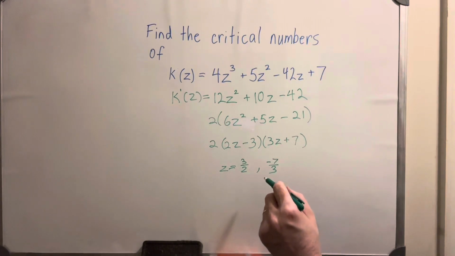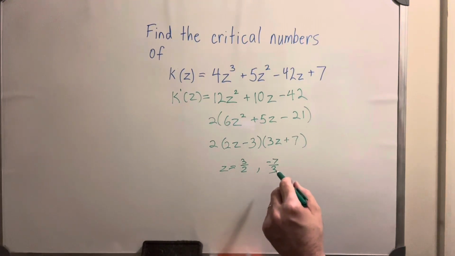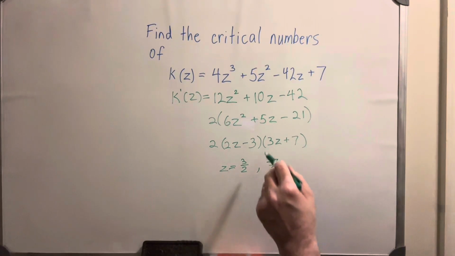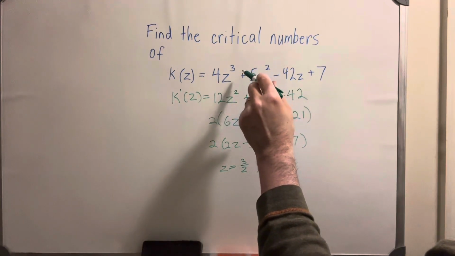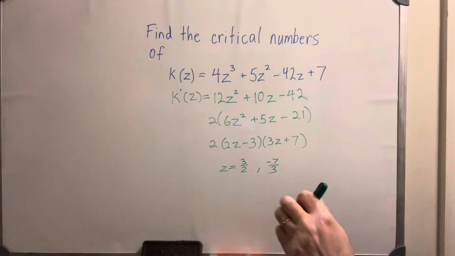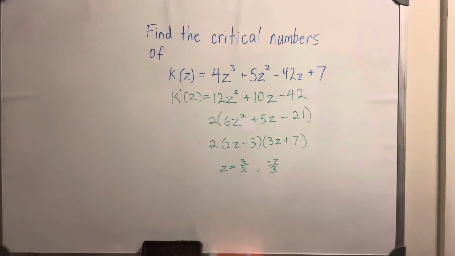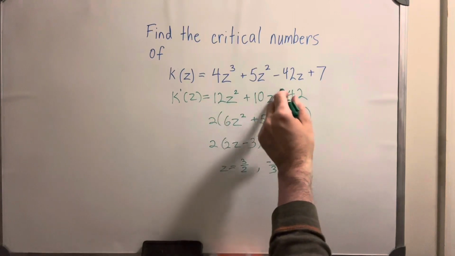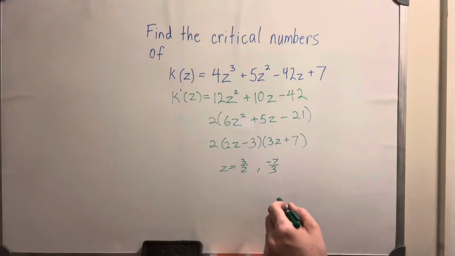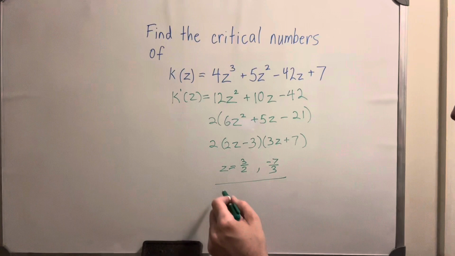And so this is what the problem wanted. It wanted to find the critical numbers where the function has a maximum or a minimum. It didn't say to find out if they were maximums or minimums, just to find the critical numbers. So we took the derivative and factored it to find the zeros of the derivative.